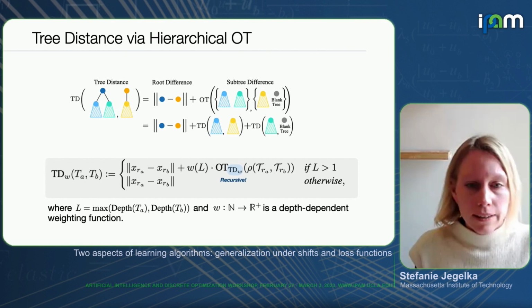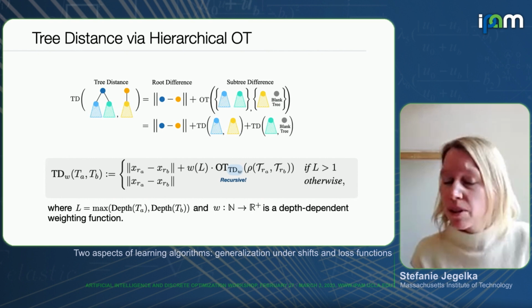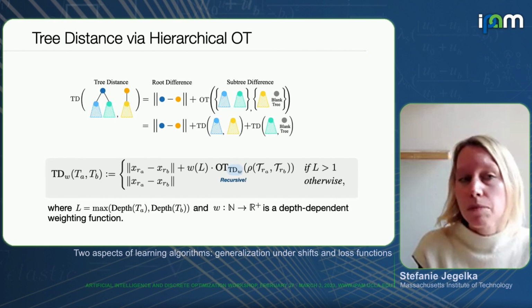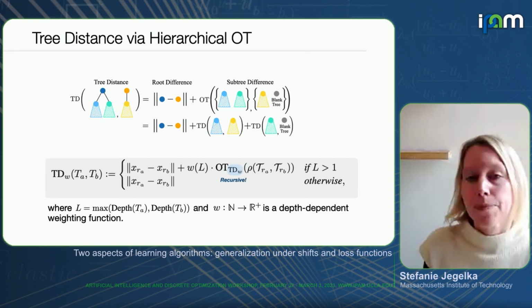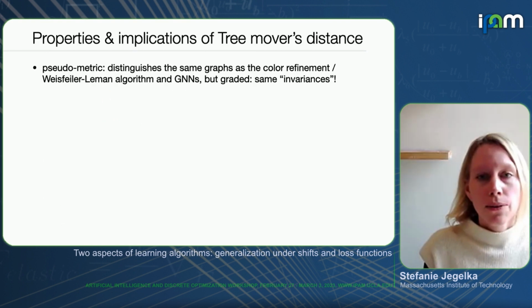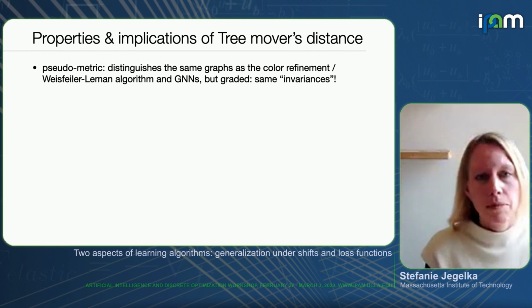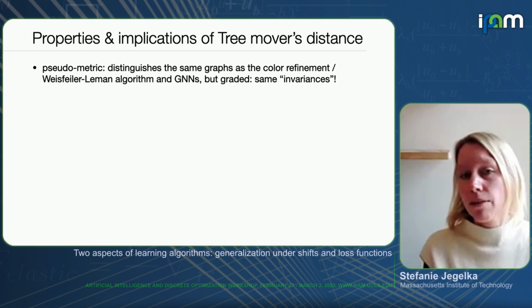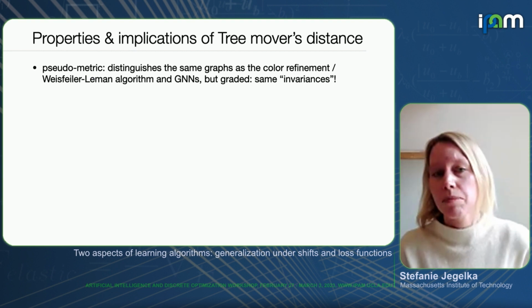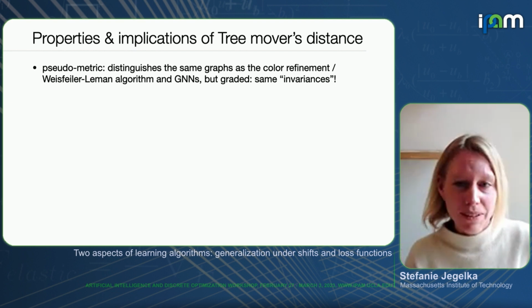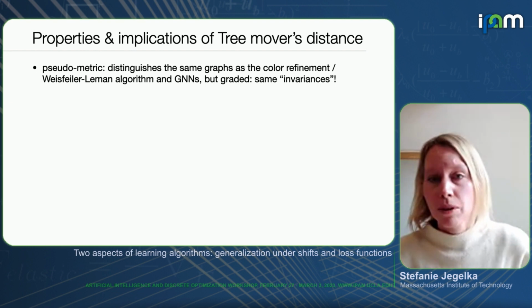All right. So what does this give me? I have now defined a distance between trees, and I can use it to define a distance between sets of trees. So what are the implications? The first one is that this is a pseudo-metric, because I'm only viewing the graph as a collection of trees, and there can be two graphs that are not the same graph but have the same collection of trees. Those are the indistinguishable ones.